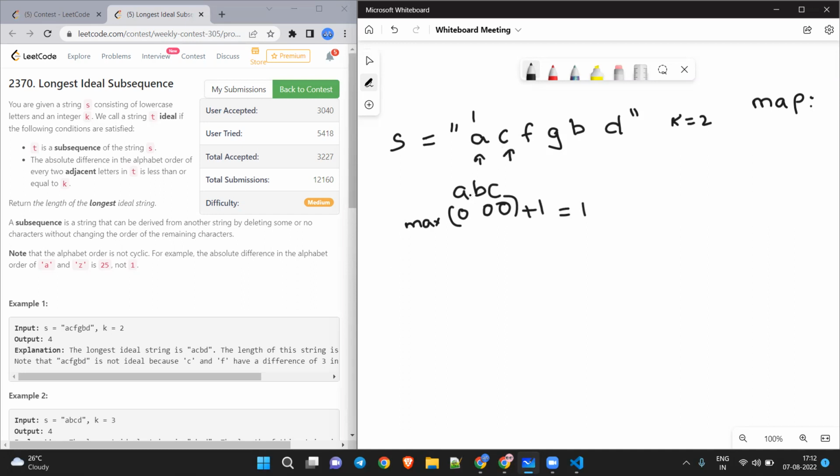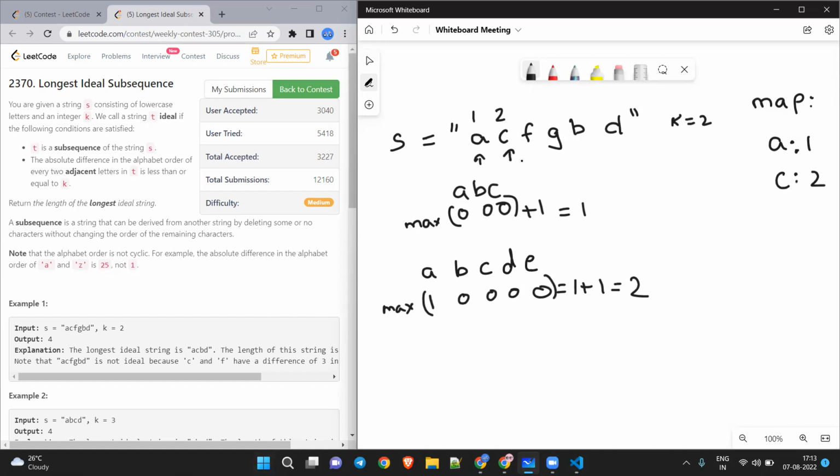After calculating this, we add A as 1 in our map, because for character A, we can get a length 1 subsequence. Next, when we come to C, what are the possible characters for C? There would be A, B, C, D, E. From the map, we get 1 for A, 0 for B, 0 for C, 0 for D, 0 for E. So the max of all these values would be 1. We add 1 to it, it becomes 2. So until this point, the answer is 2. Now we add C as 2 into the map.